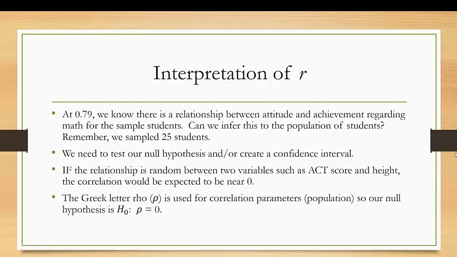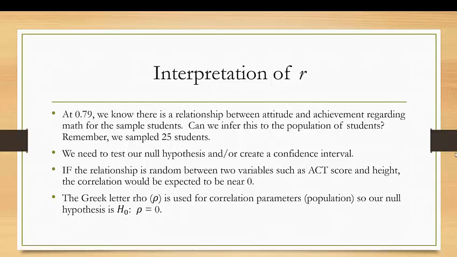So what we're going to do then is look for our Greek letter rho. Remember, when we're dealing with samples, we use English letters, our Pearson r. When we're dealing with populations, we're looking for Greek letters. And in this instance, it's the lowercase Greek rho. Looks like a p, has an r sound to it. So our null hypothesis then would be that rho equals 0.